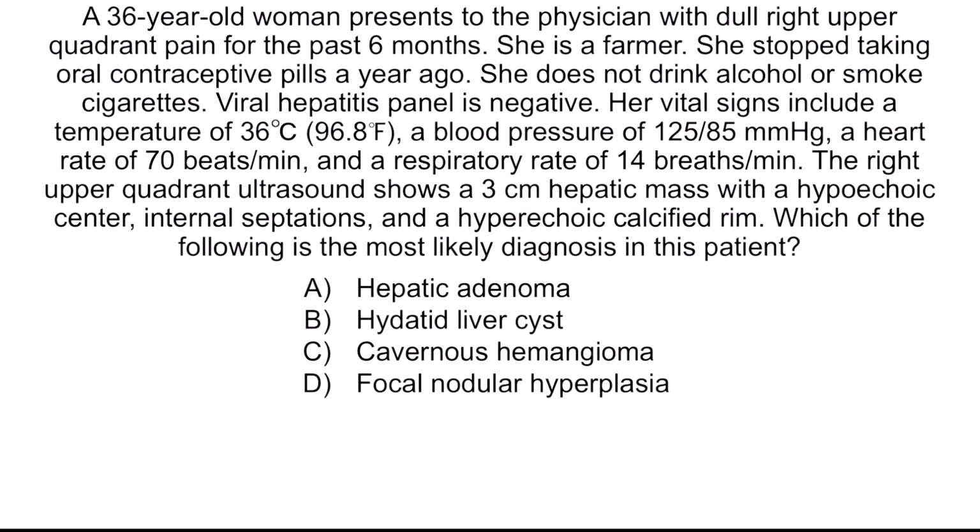A 36-year-old woman presents to the physician with dull right upper quadrant pain for the past 6 months. She is a farmer. She stopped taking oral contraceptive pills a year ago. She does not drink alcohol or smoke cigarettes. Viral hepatitis panel is negative. Her vital signs include a temperature of 36 degrees Celsius, blood pressure of 125/85, heart rate of 70, and respiratory rate of 14. The right upper quadrant ultrasound shows a 3 centimeter hepatic mass with a hypoechoic center, internal septations, and a hyperechoic calcified rim. Which of the following is the most likely diagnosis in this patient?